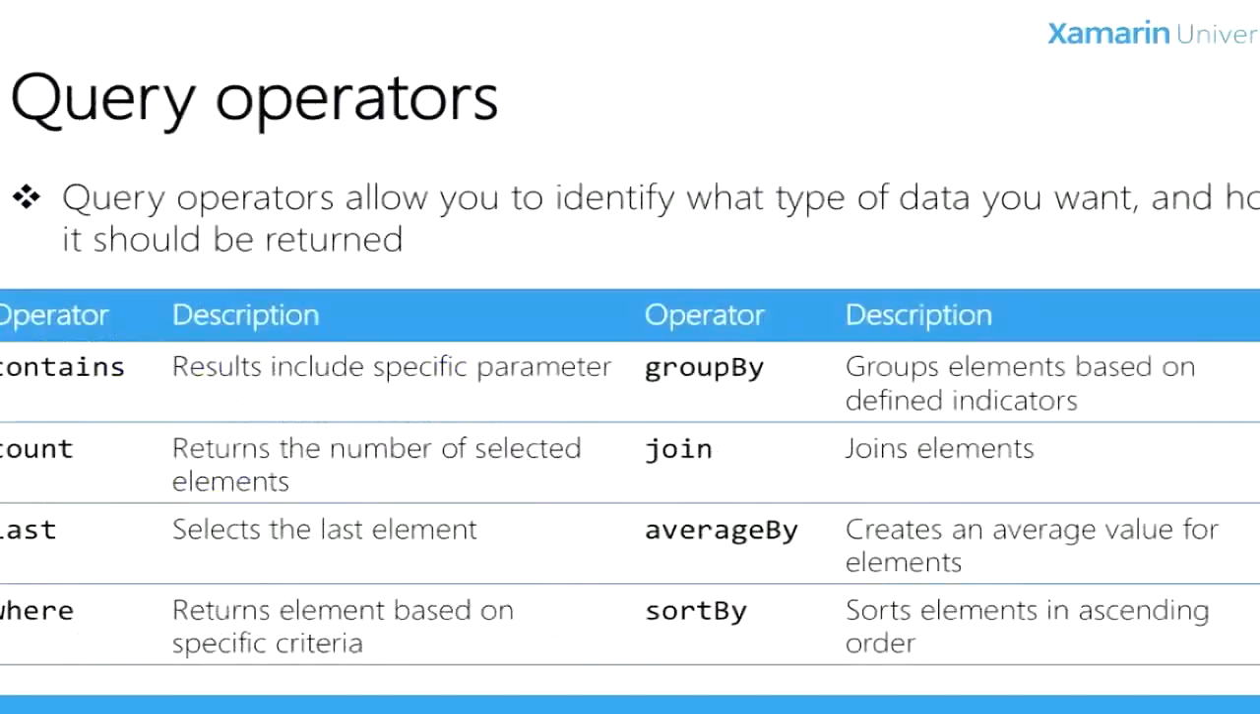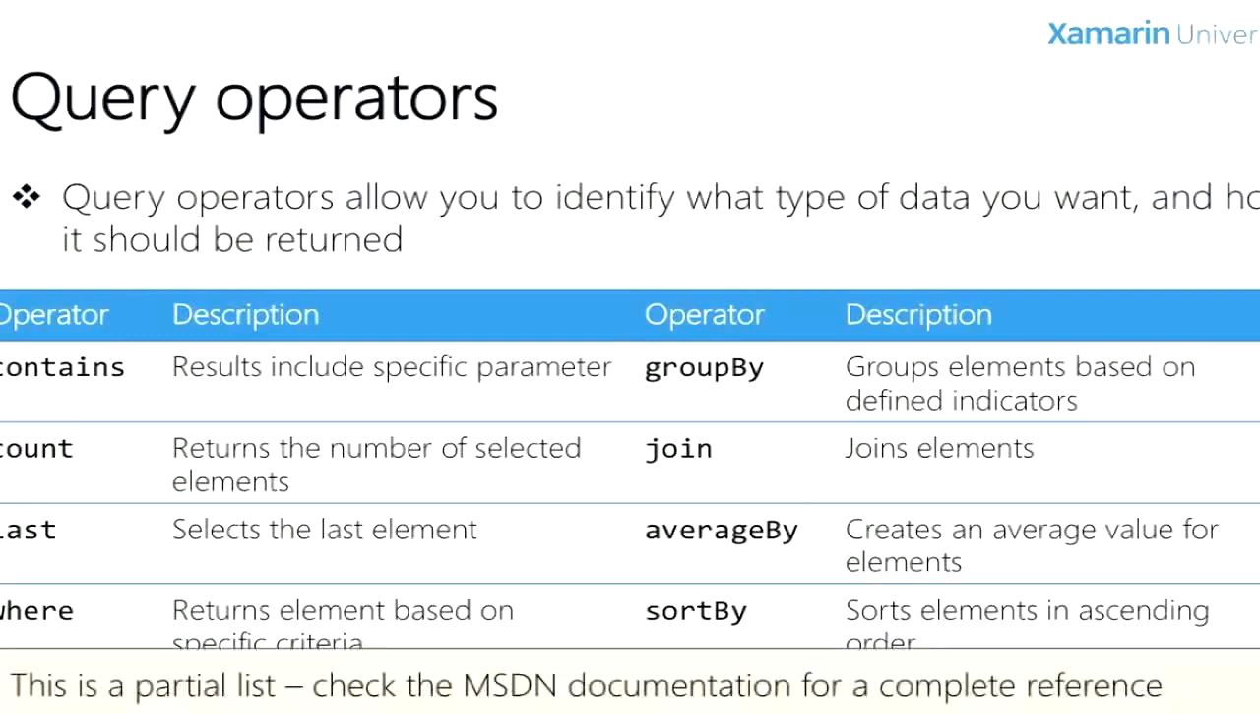And there are a number of other operators we can apply to query expressions, most of which are pretty intuitive and familiar if you've used LINQ in C#. For example, we can restrict our result set to items that contain a specific parameter. We can get a count of the results, sort them, average them, or even create inner and outer joins. And this is a very small sampling of all the operators available, and MSDN has extensive documentation on the available operators, which you should check out for more information.